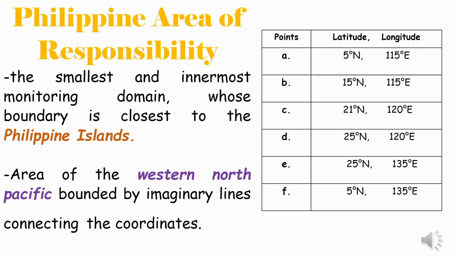The Philippine Area of Responsibility is the smallest and innermost monitoring domain, whose boundary is closest to the Philippine Islands. The exact dimensions of this domain are the area of the western North Pacific bounded by imaginary lines connecting the coordinates: first, 5 degrees north and 115 degrees east, 15 degrees north and 115 degrees east, 21 degrees north and 120 degrees east, 25 degrees north and 120 degrees east, 25 degrees north and 135 degrees east, and lastly 5 degrees north and 135 degrees east.